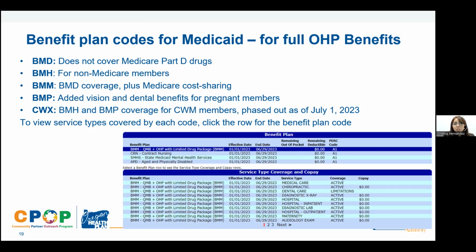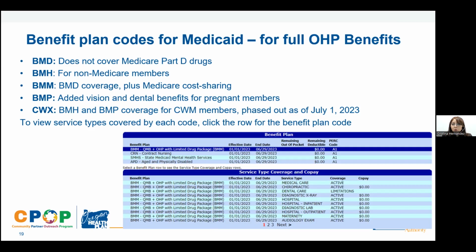The other one is BMH, which is probably the most common one. This is the one you would see for somebody who's under 65, not Medicare eligible, and doesn't have one of the non-MAGI Medicaid programs. So if they're just MAGI, you'll most likely see this BMH coverage, which again just means they have full Oregon Health Plan benefits. BMM is the same type of coverage as BMD. Usually that means the person has Medicare benefits, plus a Medicare cost sharing plan. And then BMP is, again, full Oregon Health Plan benefits, but this is what pregnant individuals would get because it signifies that they have added vision and dental benefits.